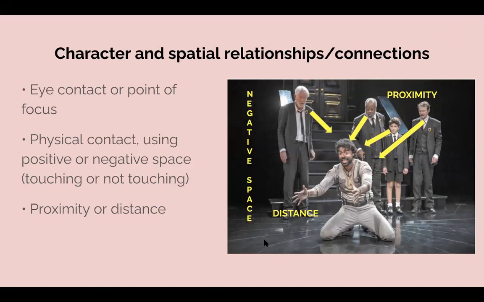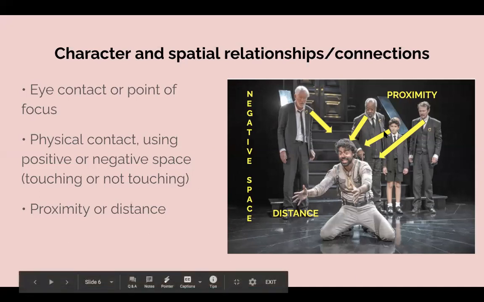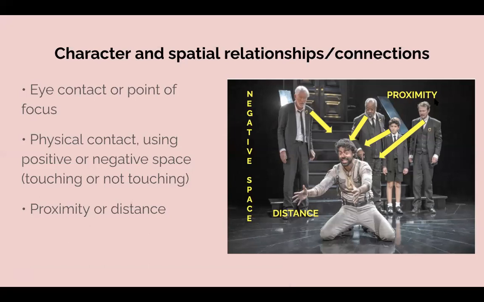Negative space is any area that a person is not inhabiting, that we don't have any pieces of furniture or props inhabiting that space. It's negative because there is nothing there. All of these actors are in close proximity to one another, these three actors here. So that's the word proximity. But then this actor is further away from them. So that's distance. So those are all examples of words that come up when we're talking about tableau.